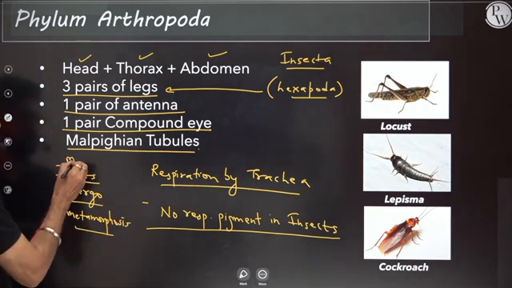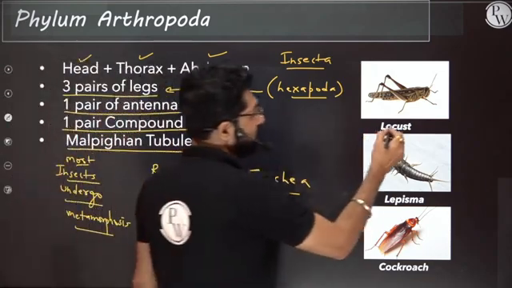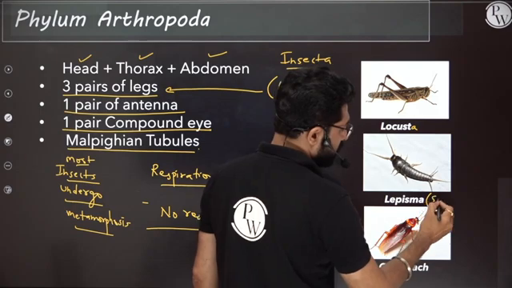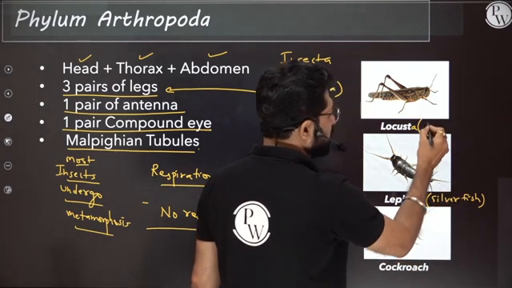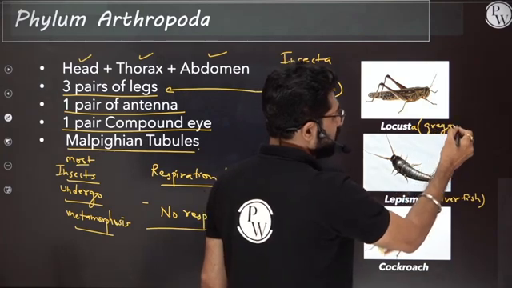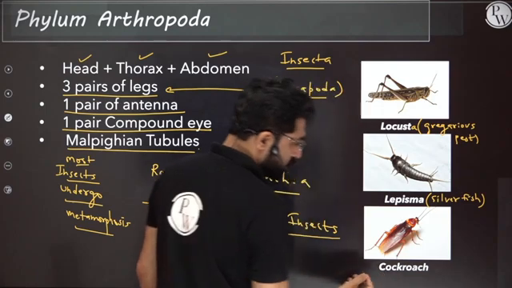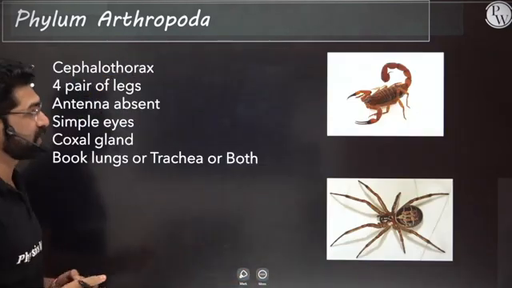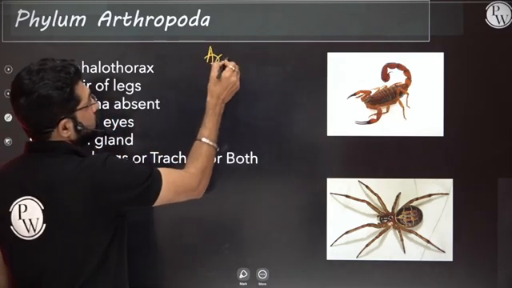Most insects undergo metamorphosis. Clear? This is Locusta. This is the Lepisma, that is commonly called silverfish. This Locusta is a gregarious pest. Please remember, gregarious pest. Cockroach, Periplaneta americana, very commonly known. Everyone knows this.